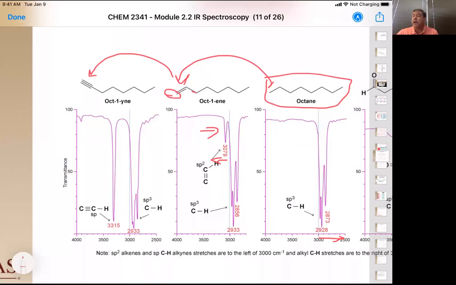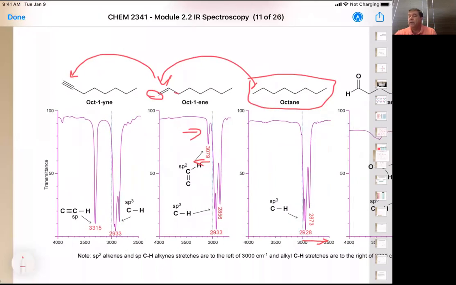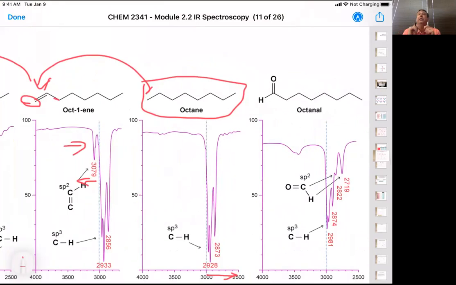However, there's one more type of hydrogen we have, and that's the hydrogen bonded to a carbonyl, an aldehyde hydrogen.